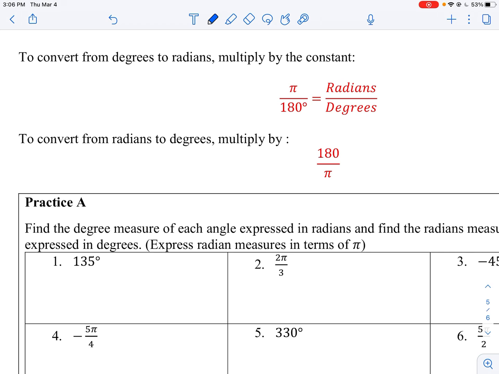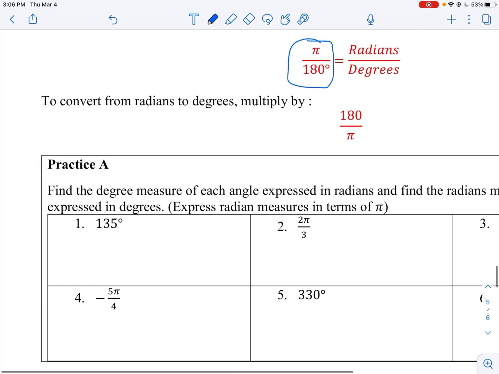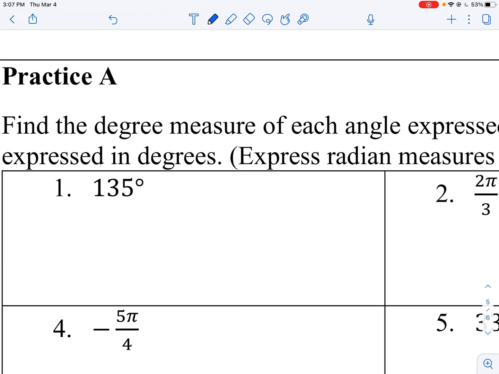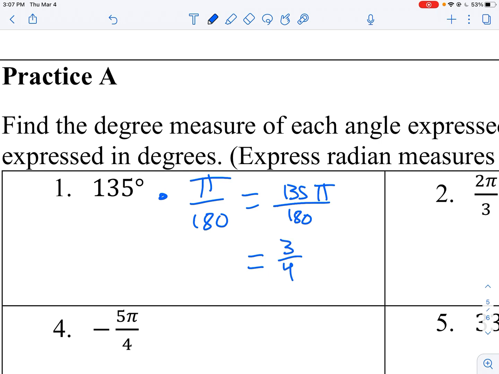A quick recap of how to do that: pi radians is equal to 180 degrees, if you remember your unit circle. If you want to go from degrees to radians, you times by pi over 180. So let's do a few quick conversions. If I want this in radians, I times by pi over 180, which turns into 135 over 180 pi. And that fraction does reduce. I believe it's 3/4 pi, because I remember my unit circle.